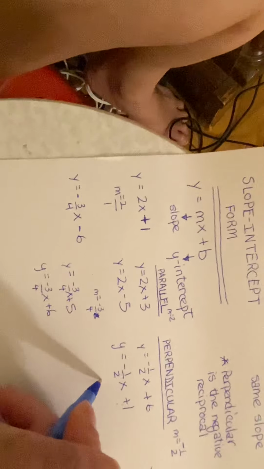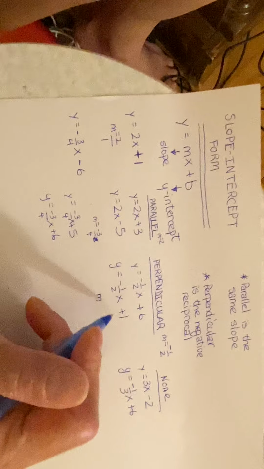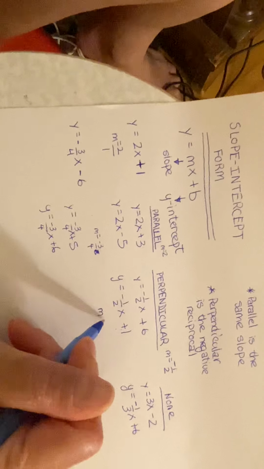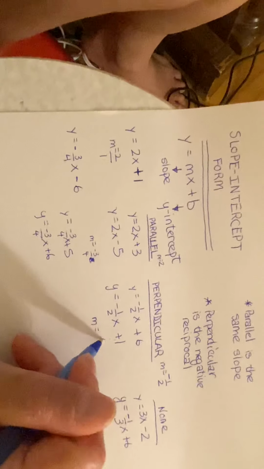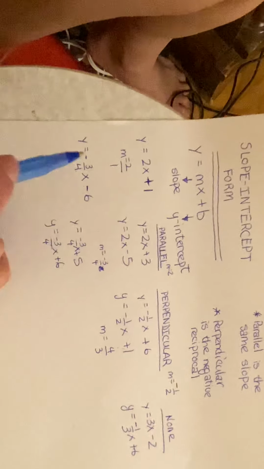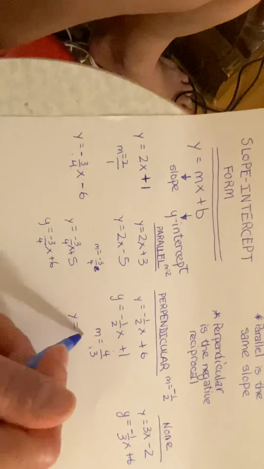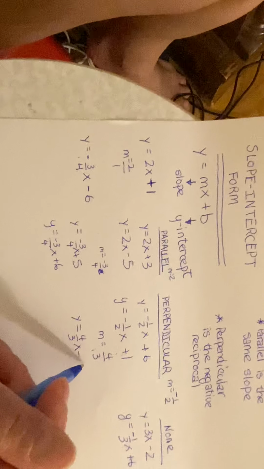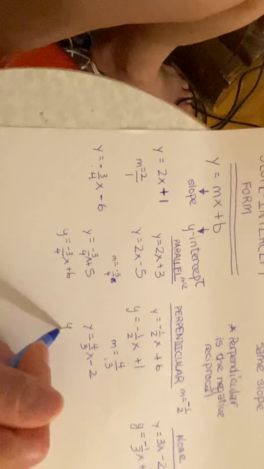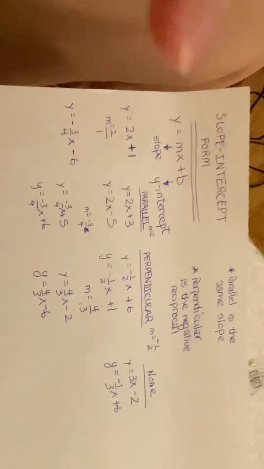And if it's perpendicular, the slope is going to become the negative reciprocal. So since it's 3/4, the reciprocal is switching the numerator and the denominator, the 4 and the 3. So it becomes 4 over 3, and this was negative, so that means it's going to be positive. So it's going to be y equals 4/3 x minus 2, or y equals 4/3 x minus 6. Either way is the same.